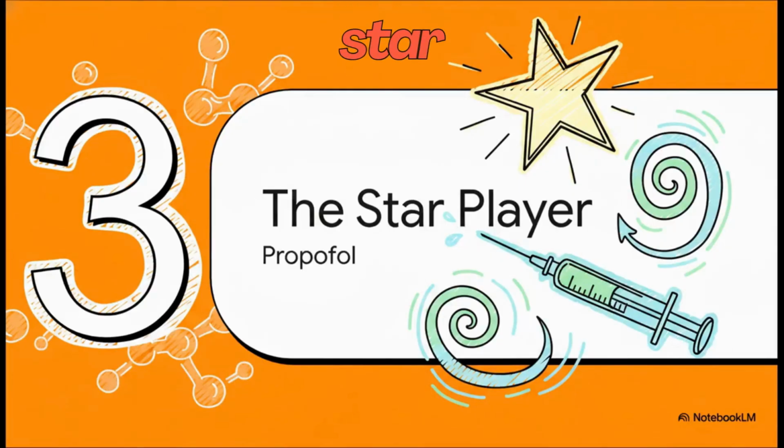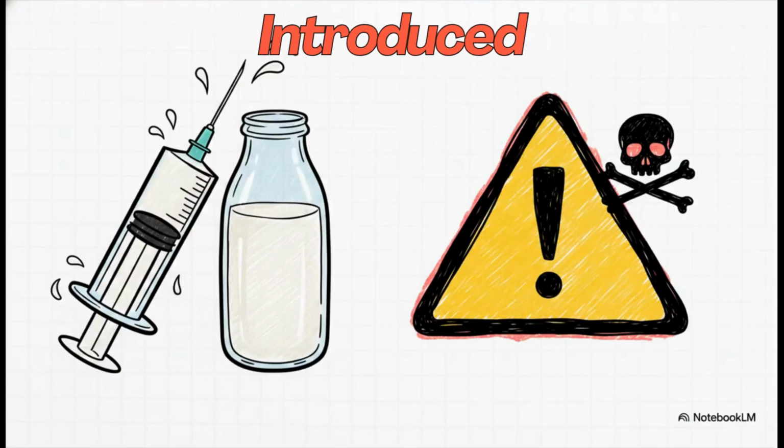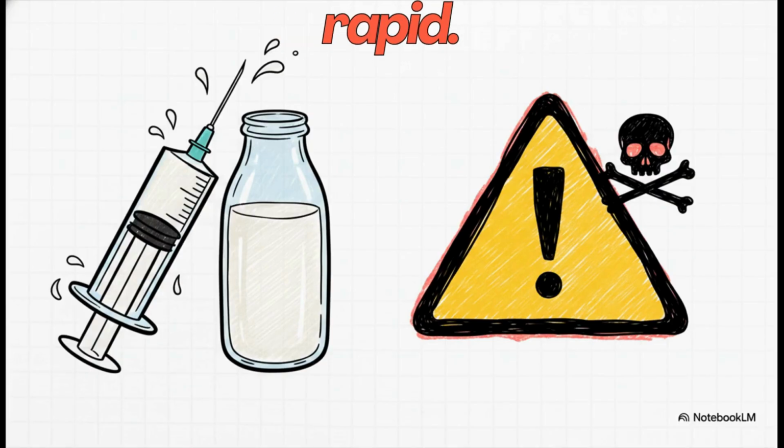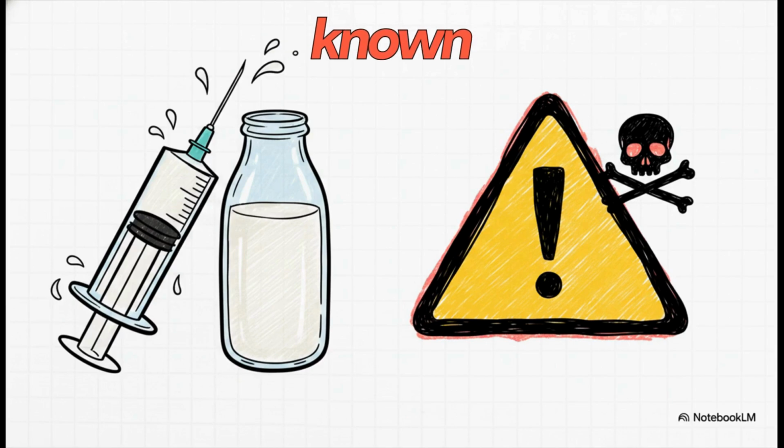Section 3. The star player, propofol. Introduced back in 1983, propofol is incredibly potent and amazingly rapid. It's an excellent little trivia point, but clinically relevant, that it's colloquially known as the milk of amnesia, due to its milky white appearance.